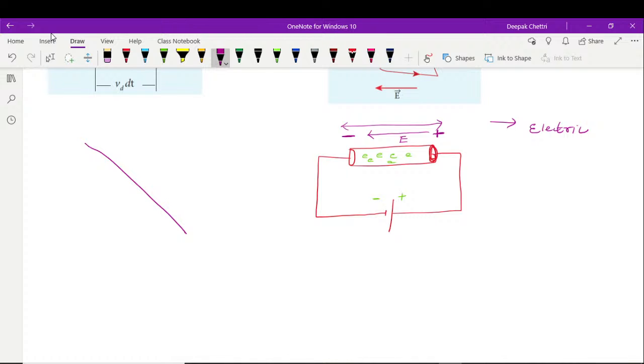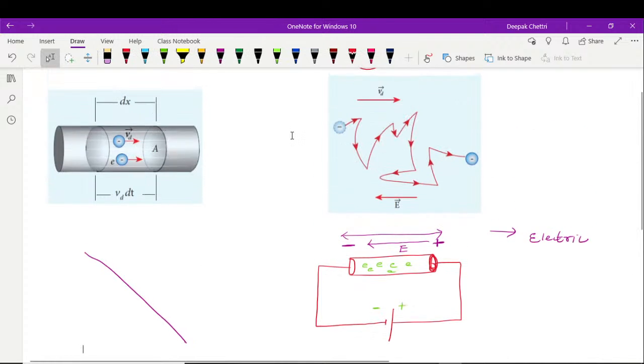Potential difference, when I say create a potential difference, we are just creating a slope, so that the electrons are forced to go there, but ultimately it is the electric field which is responsible for pushing the electron. We have discussed electric field, right.